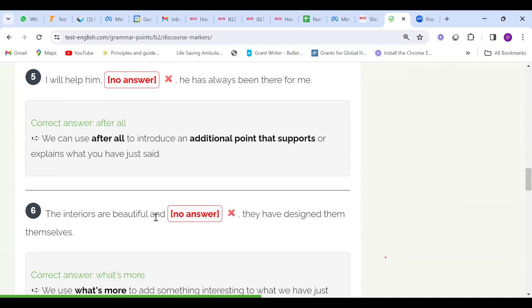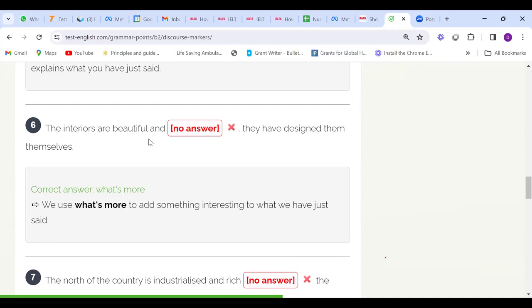Number six, the interiors are beautiful and dash, comma, they have designed them themselves. So all those who think you cannot use them themselves in a sentence, now you know you can use it, them themselves. Okay, the correct answer is what's more. We use what's more to add something interesting to what we have just said. So the interiors are beautiful, and what's more, they have designed them themselves.